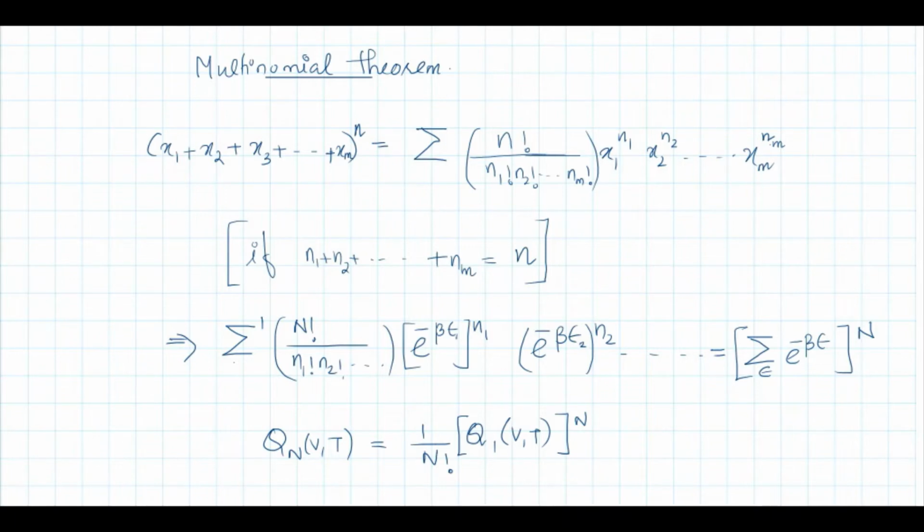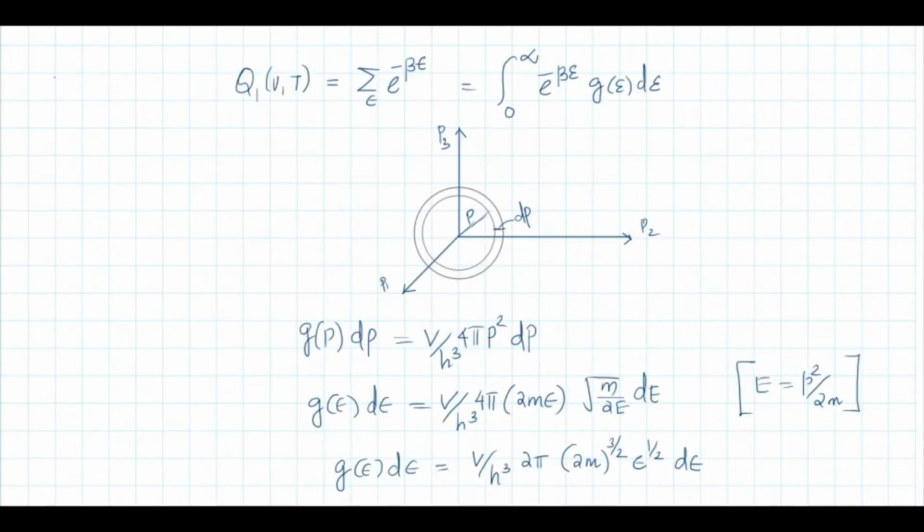This result we already obtained in lectures 3, 4, etc. But this factor 1 by n factorial we had to introduce with the concept of identical particles and using the Gibbs correction. Here this 1 by n factorial comes automatically. That is the advantage of this treatment. So this is the n particle partition function.